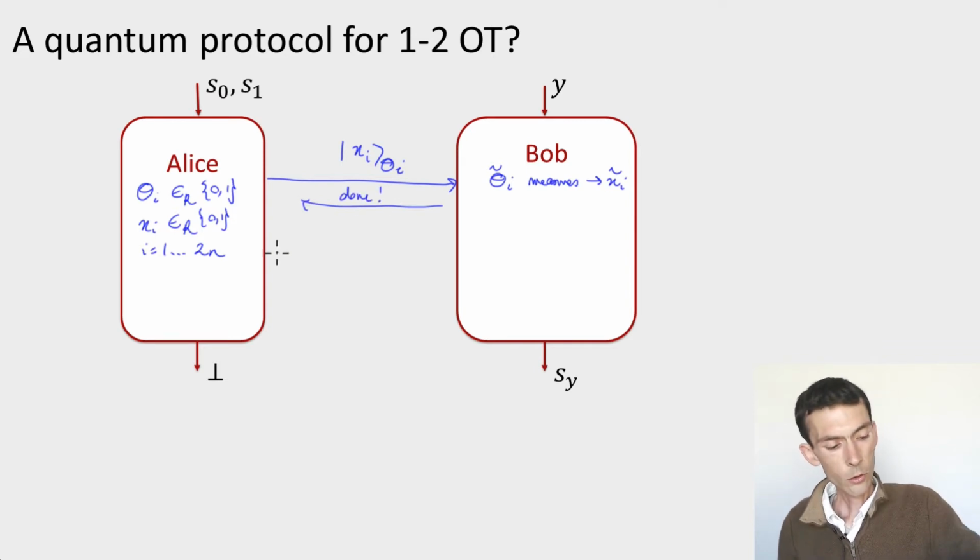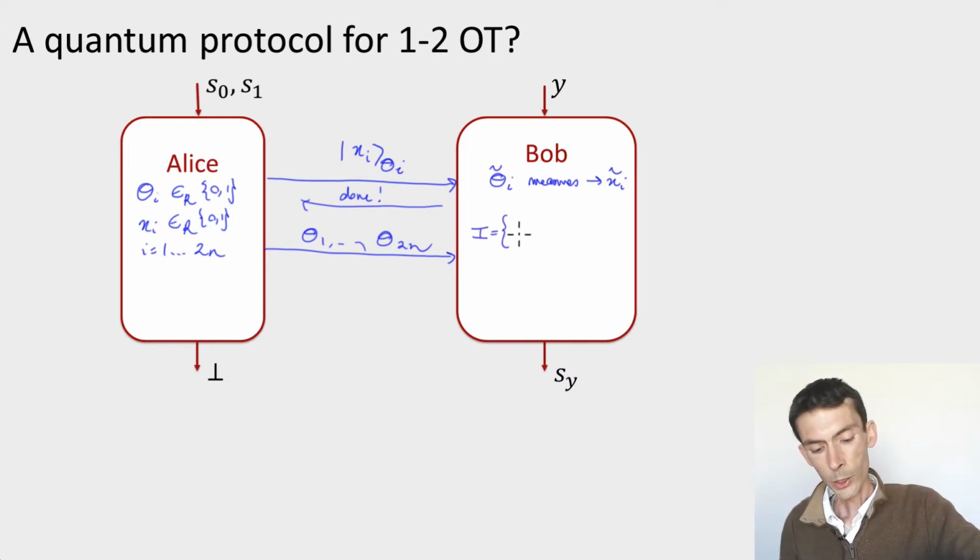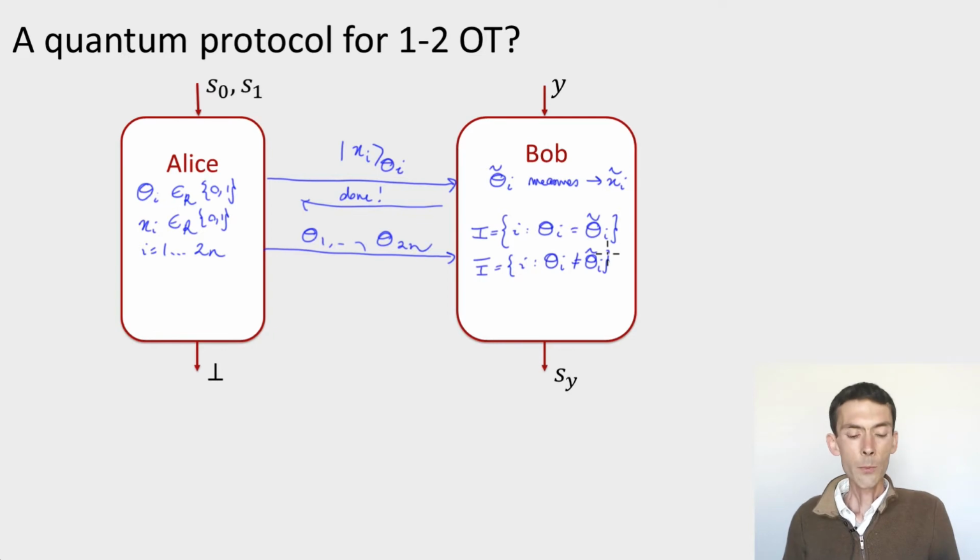Then Alice sends over to Bob her basis choices, so theta_1 up to theta_2n. And Bob is going to do the following. He's going to define two sets, I and I bar. I will be the set of indices i in which he made the correct guess, theta_i is equal to theta tilde_i. And the complement I bar will be the set of i such that they're different. For simplicity, let me assume that each of these sets has the same size n. Because Bob's measurement bases were chosen at random, they'll be approximately of size n. For simplicity, let's assume they're exactly of size n.